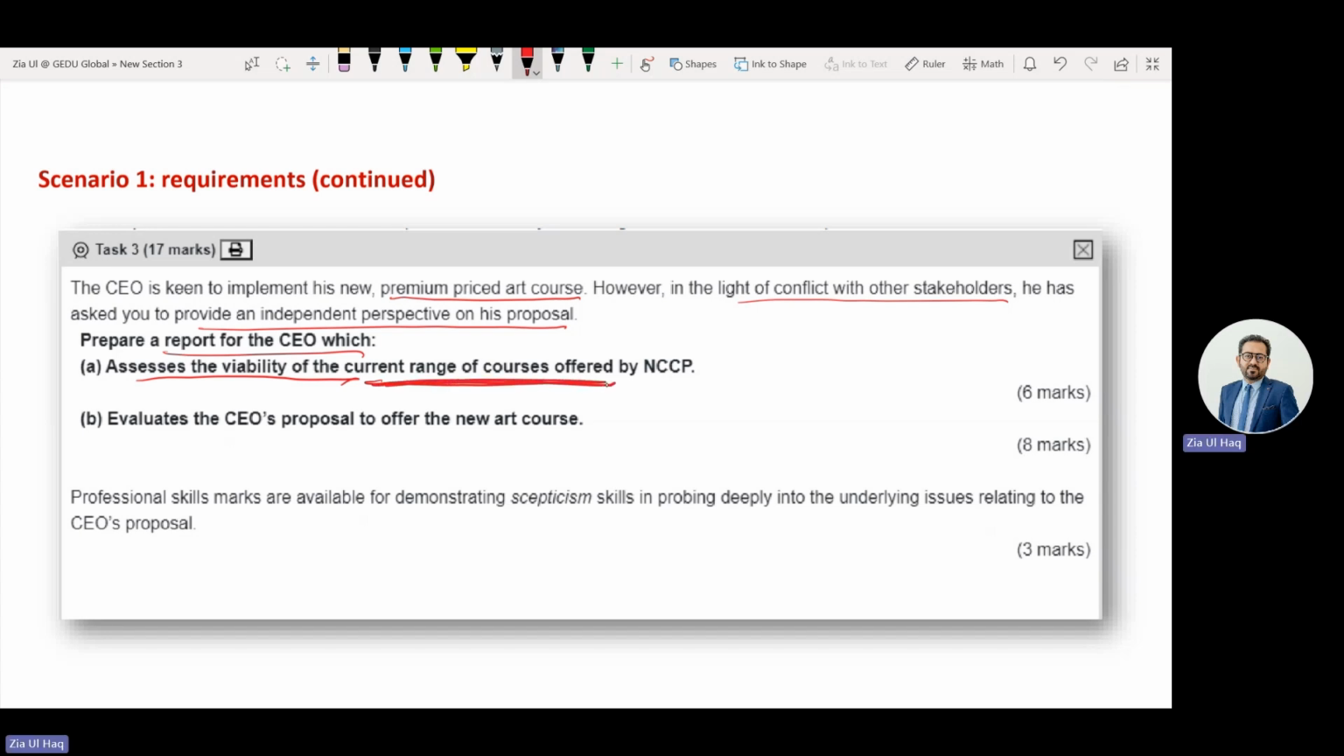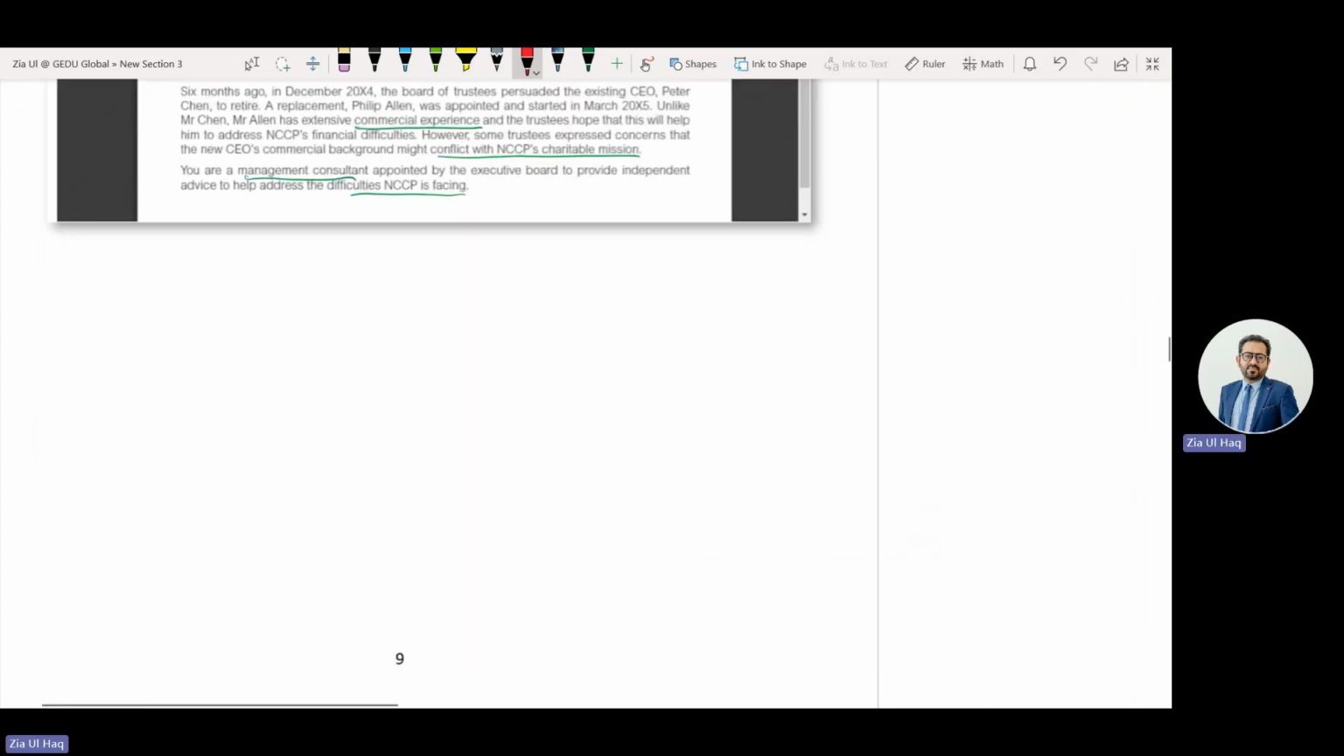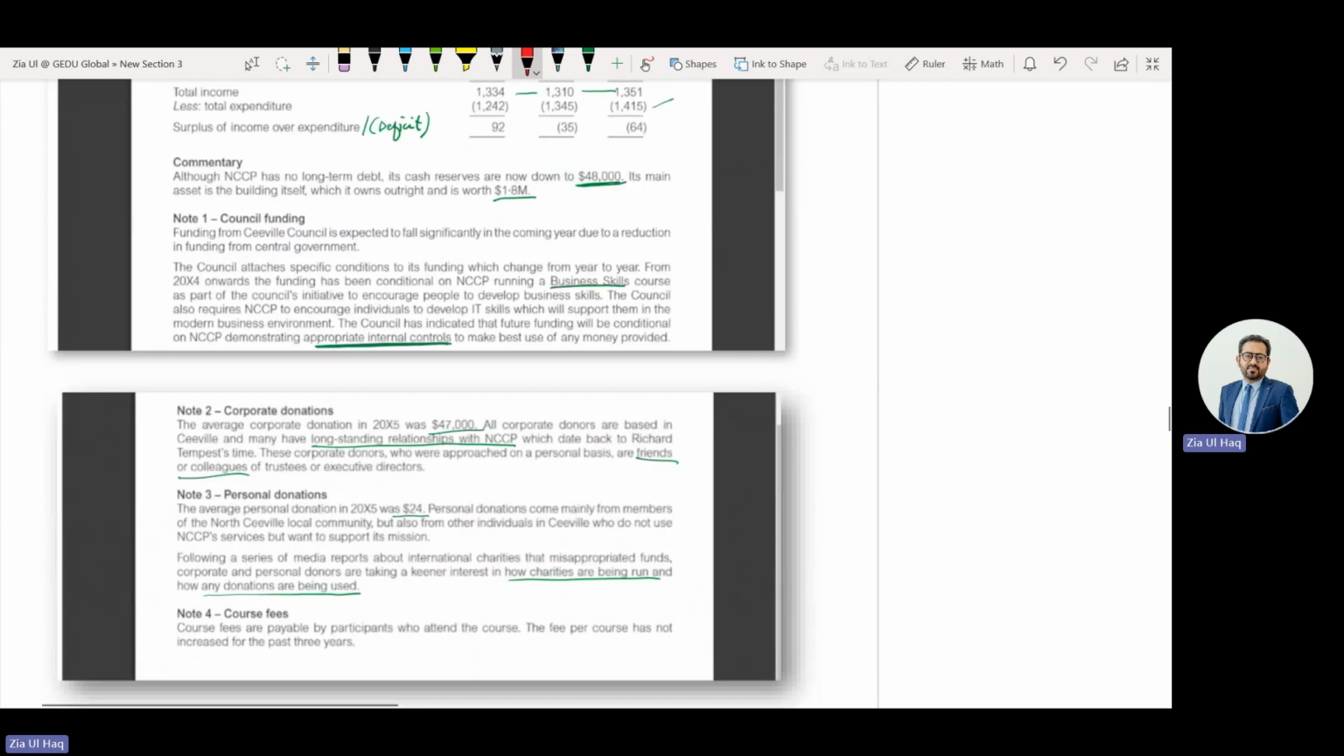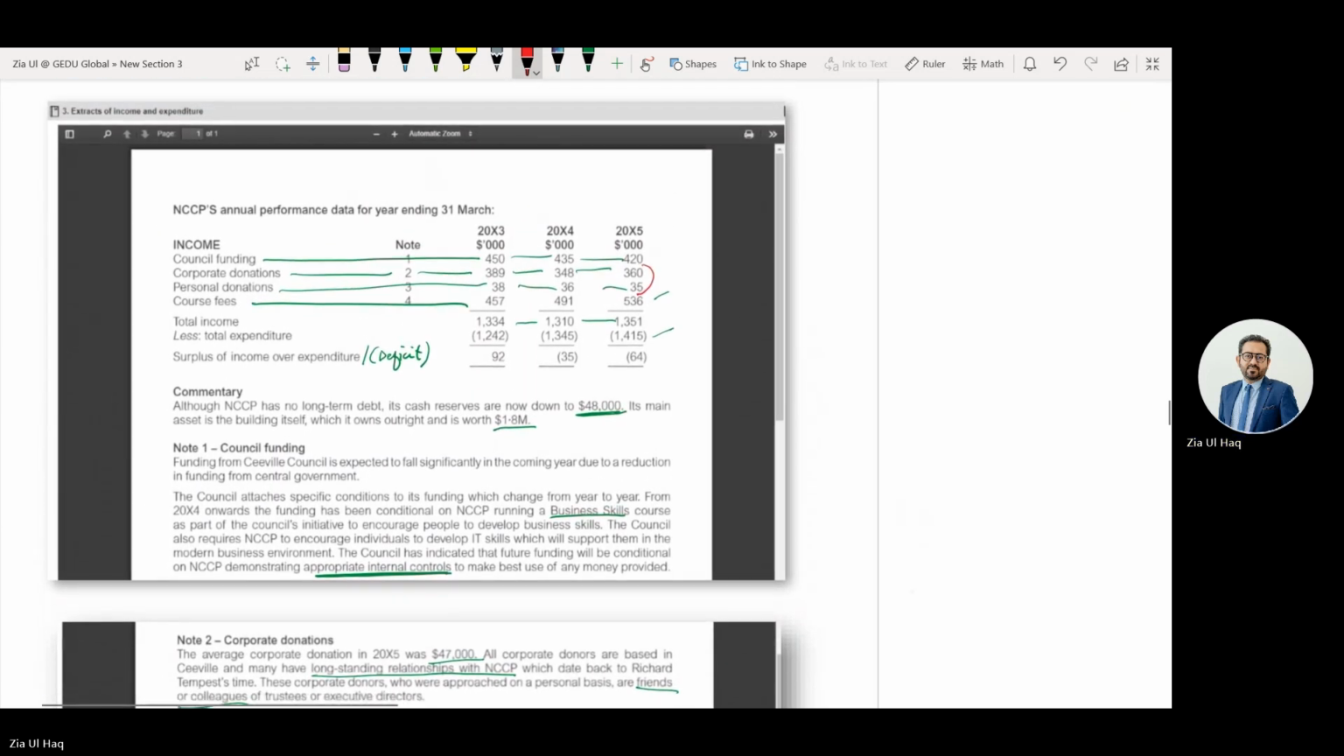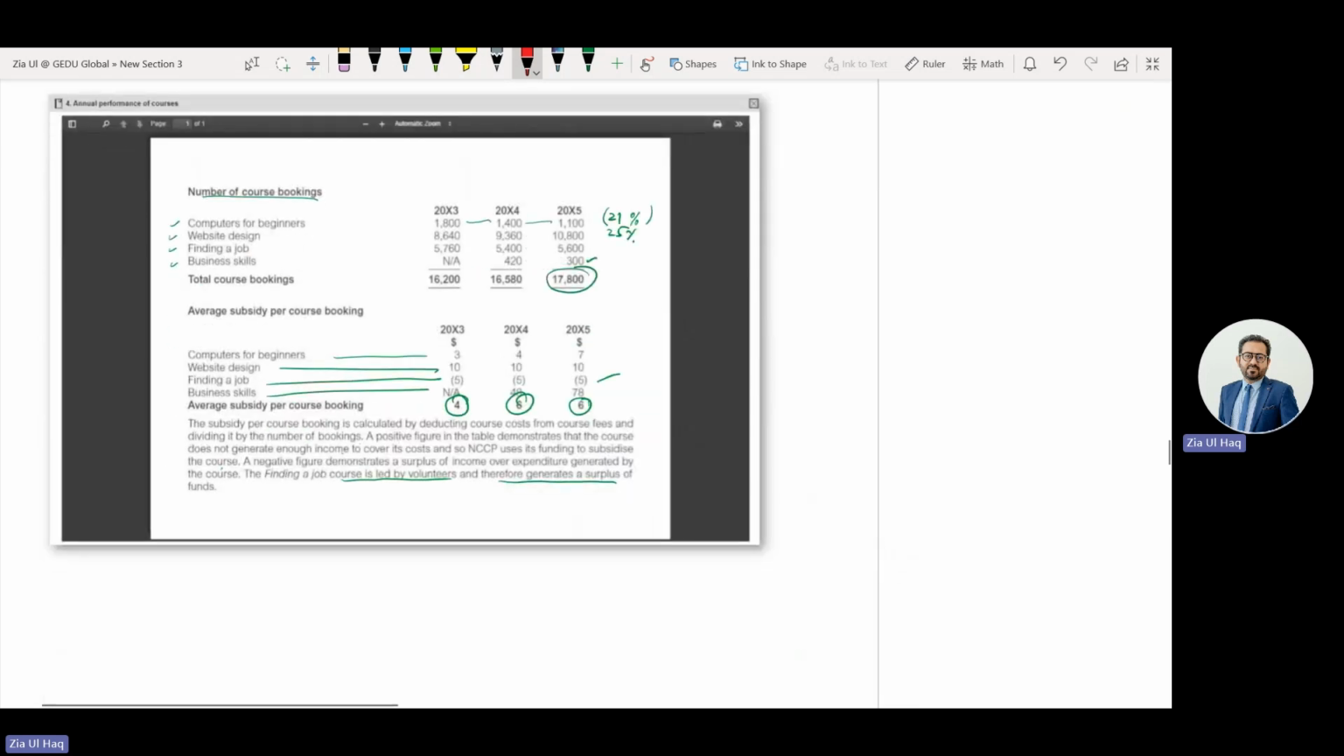First, you need to assess the current courses, and then evaluate the CEO's proposal to offer the new art course, and then evaluate the proposal using SAP. But first, you need to assess the viability of the current range of courses, which courses are viable, which are not viable. For current courses, 6 marks, we need to move towards the current courses data. The financial information was given here.